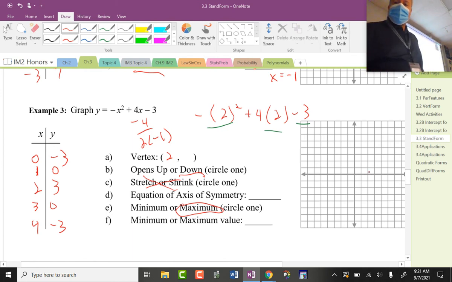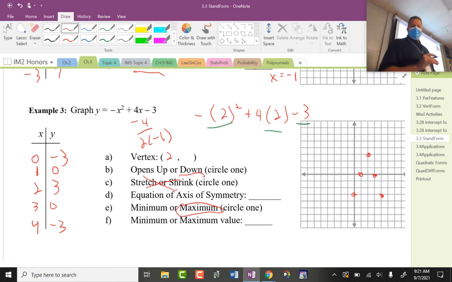2 comma 3, 1 comma 0, 3 comma 0, 0 comma negative 3. That's how I do it. I feel like I did something wrong there. Hold on a second, let me just double check, because that's kind of like a V situation. Let me just make sure I didn't make a mistake. 2 squared is 4. Negative 4 plus 8 is 4. Isn't this 2 comma 1? Yeah. Wow. What a bad evaluation.